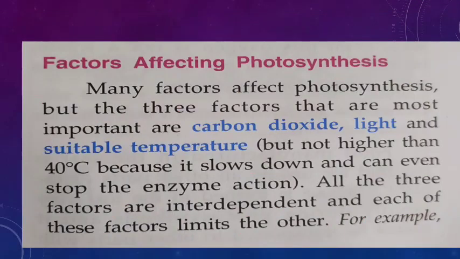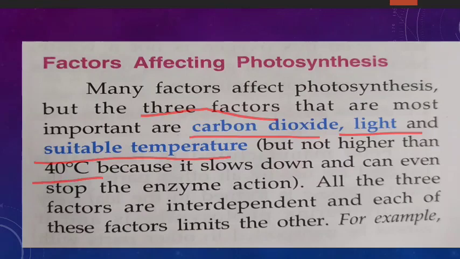Okay. Now next is factors affecting photosynthesis. Many factors affect photosynthesis, but three factors that are most important are carbon dioxide, light and suitable temperature. Suitable temperature means not higher than 40 degrees Celsius. Why not higher than 40 degrees Celsius? Because it slows down and can even stop the enzyme action.